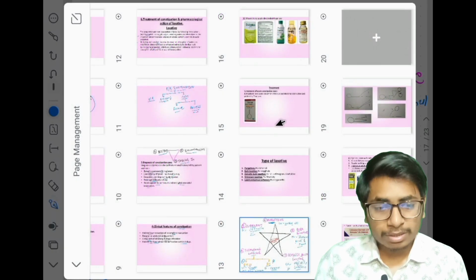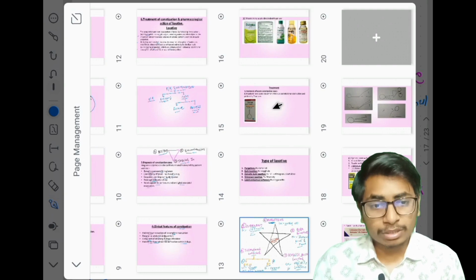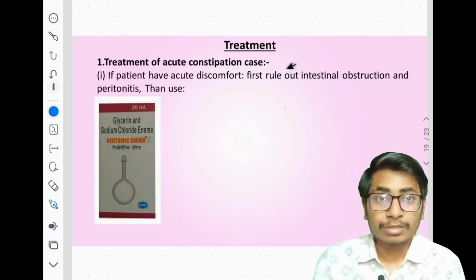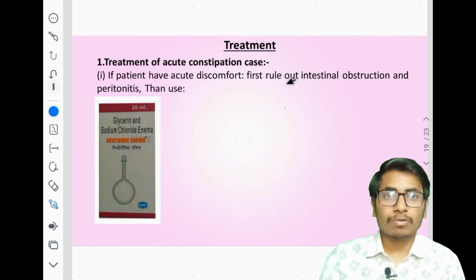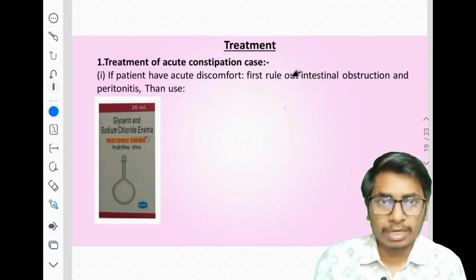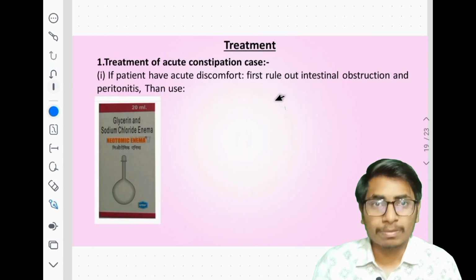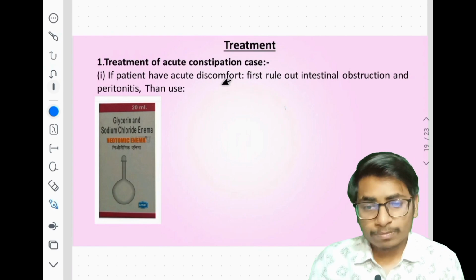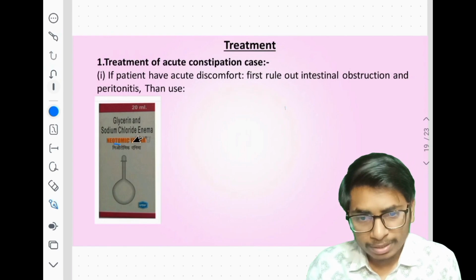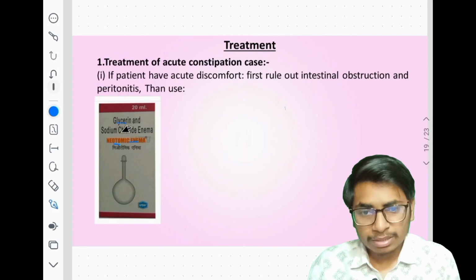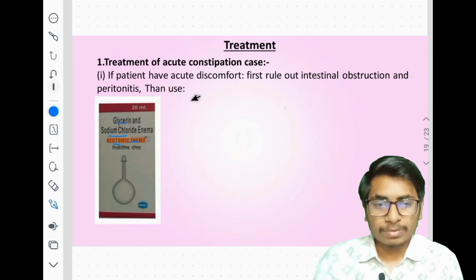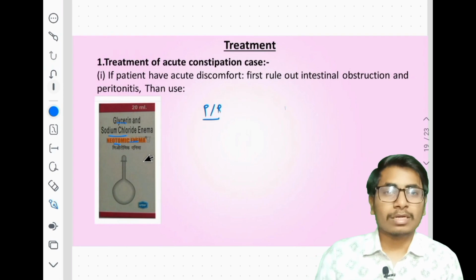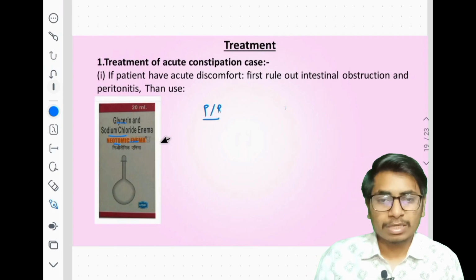Now we can see different conditions and treatment of constipation cases. If a patient comes with acute constipation and also has acute discomfort in the abdomen and is unable to evacuate their rectum, at that time we can use a Microlax-type enema which contains glycerin and sodium chloride. It is given per rectally so that after that the person has easy evacuation.